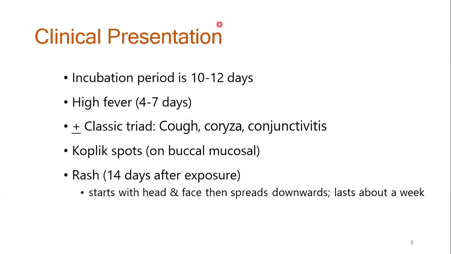So I'm seeing someone is asking, what is coryza? So coryza basically is the infection, the upper respiratory tract infection. Okay. Yeah. So we have cough, the upper respiratory tract infection, and conjunctivitis. Conjunctivitis is inflammation of the conjunctiva. So you'll have redness, itchiness of the eye, okay?